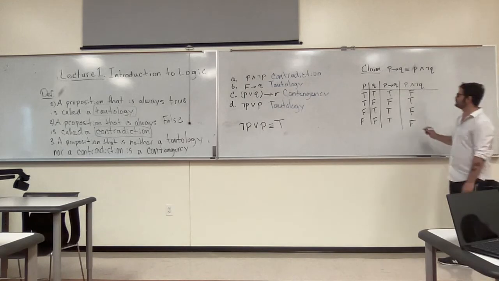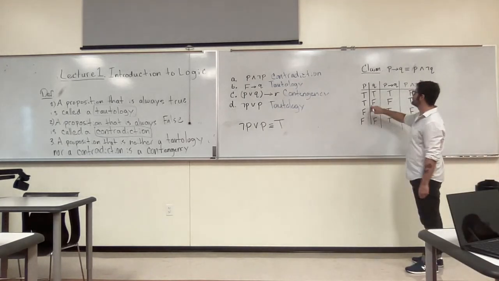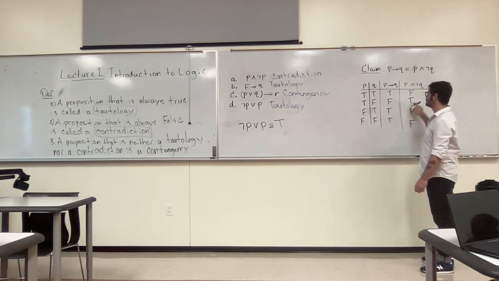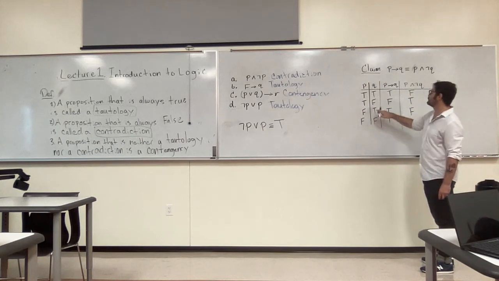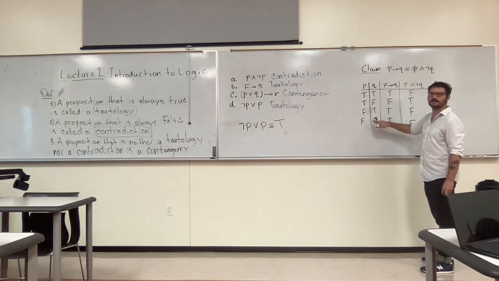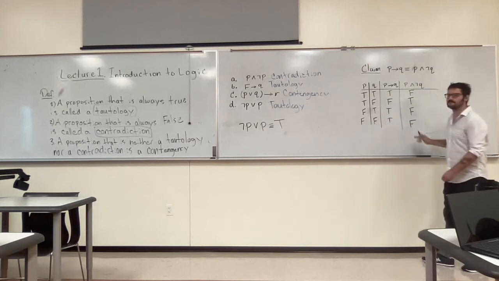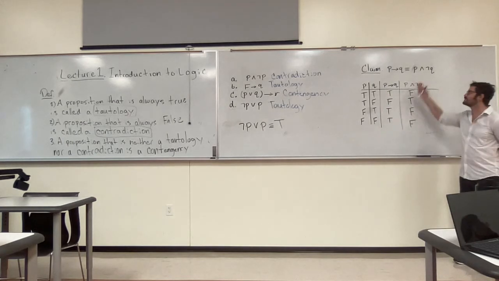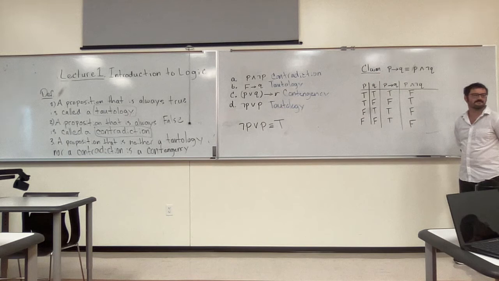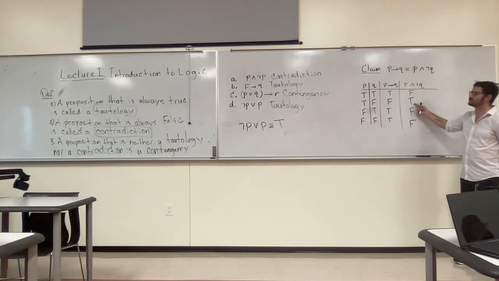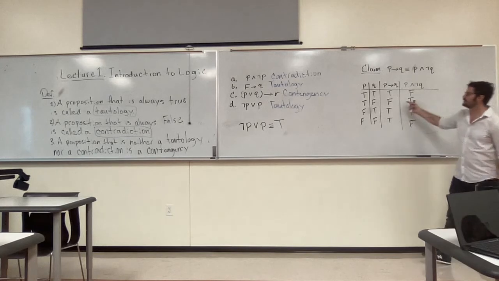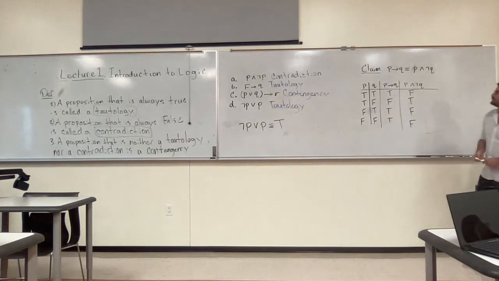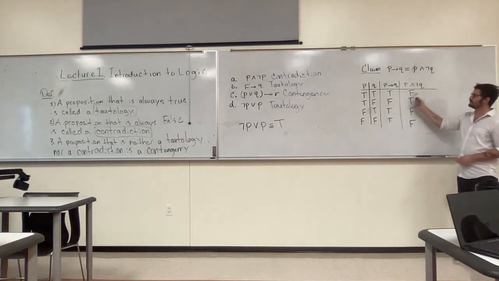Oh, wait a minute. Wait, that's wrong. P and not Q. So true and not false is true and true, true. False and false, false. False and true, false. Oh, so they are not equivalent. My claim was not correct. Well, it's true in one case, right? The biconditional would be a contradiction if that was the case, right?